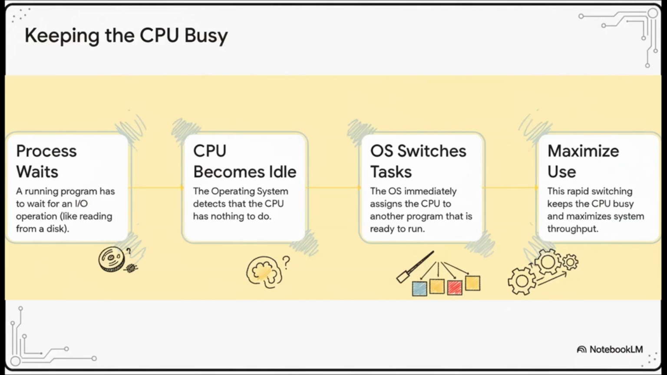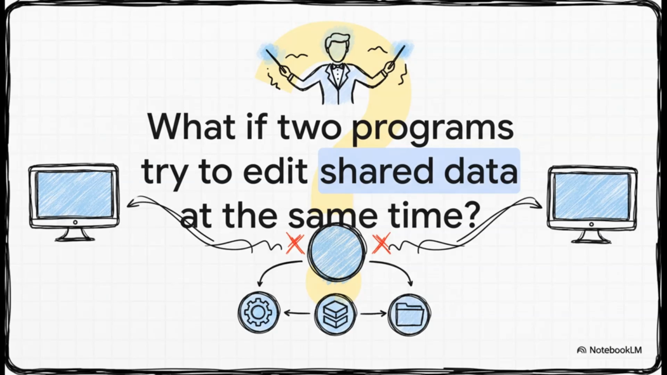When one program has to wait for something, let's say for a file to download, the CPU is suddenly idle. It has nothing to do. The OS spots this instantly and switches the CPU over to another task that's ready to go. This super fast switching, called time sharing, happens thousands of times a second, creating this seamless illusion that everything is running all at once. But all this rapid switching creates a pretty dangerous situation.